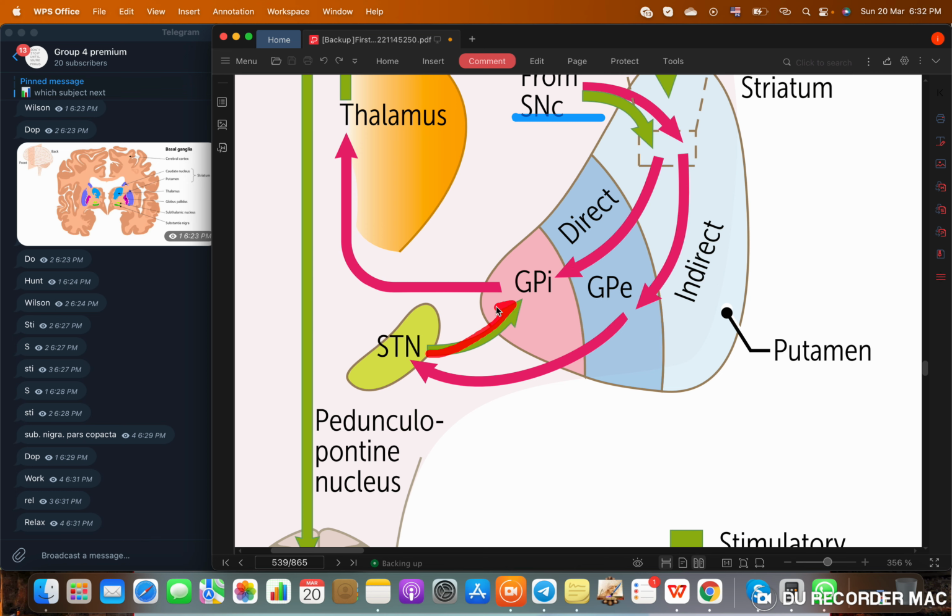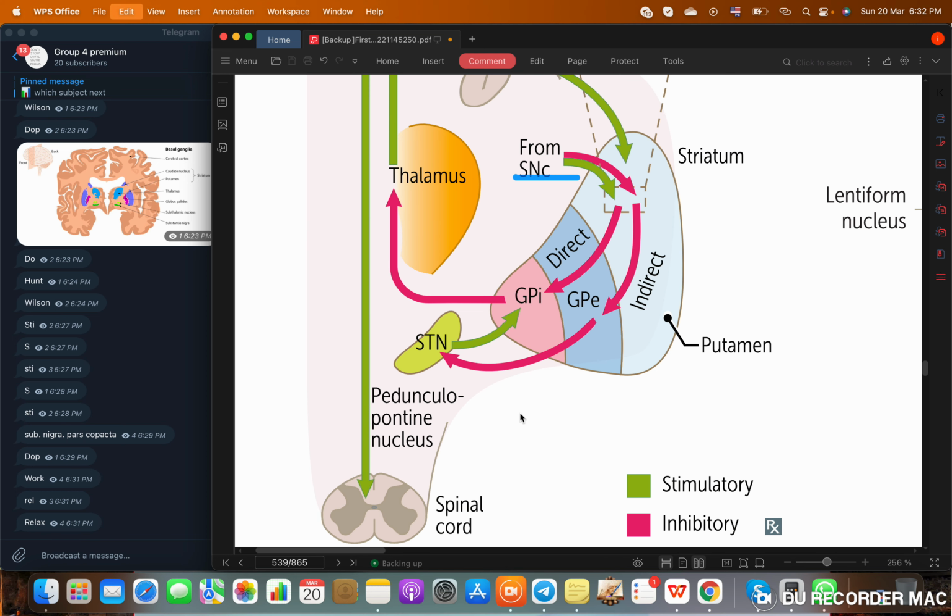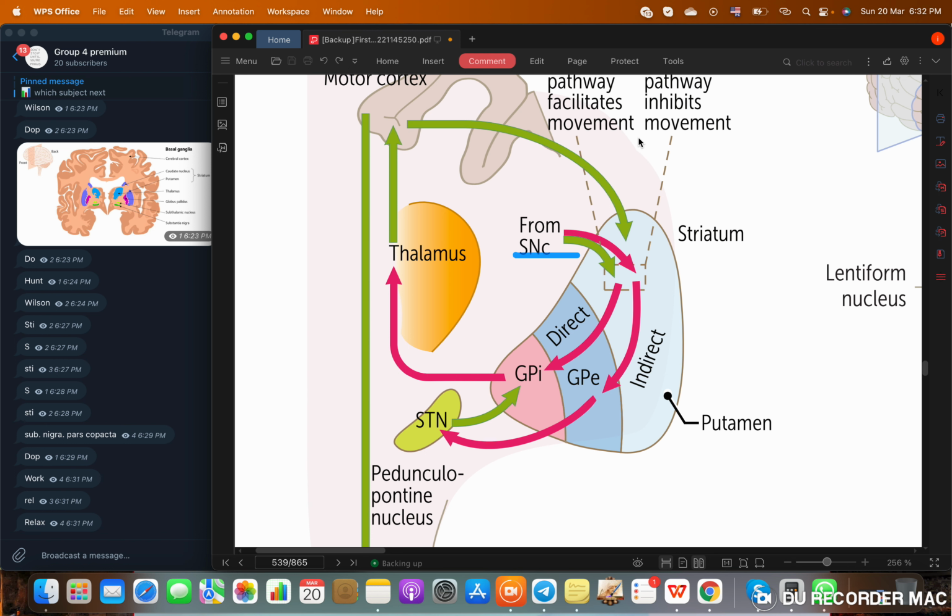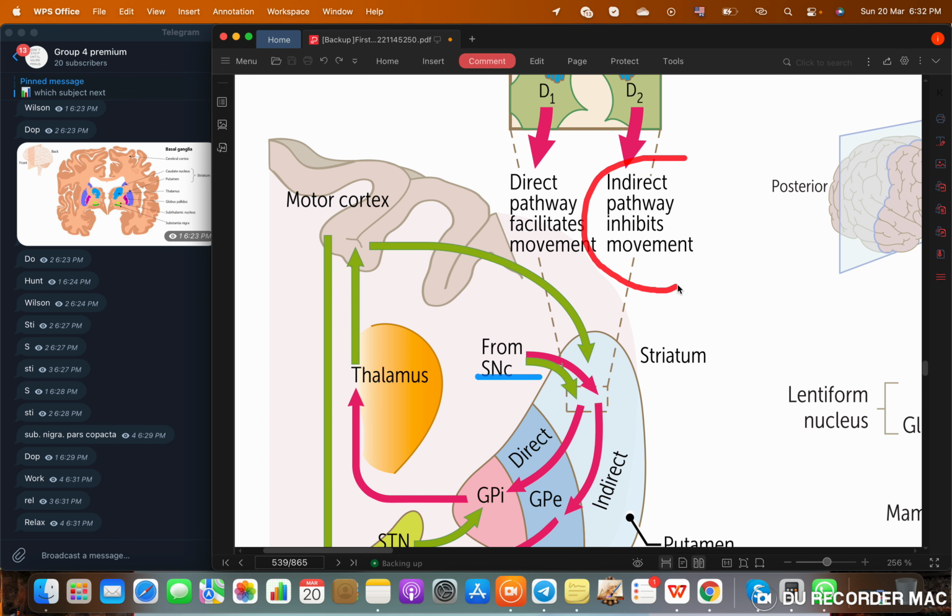The subthalamic nucleus normally stimulates the Globus Pallidus internus. So when this Globus Pallidus internus, okay, no, I'm making a mistake now. I'm speaking about the indirect pathway. So what I just explained here is the indirect pathway, okay, guys? So what is the indirect pathway? It is the inhibitory function which can lead to inhibition of movement.